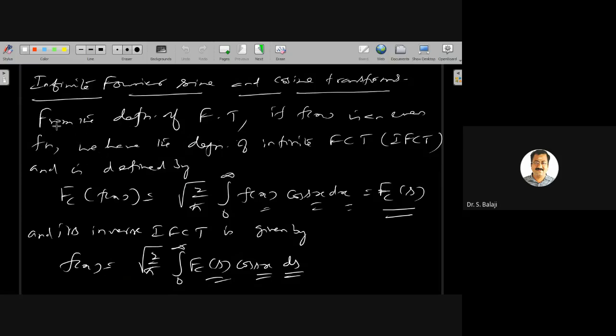These definitions are derived from the definition of Fourier transform. From the definition of Fourier transform, if f of x is an even function, then you can get this kind of relation, and that you will get here.